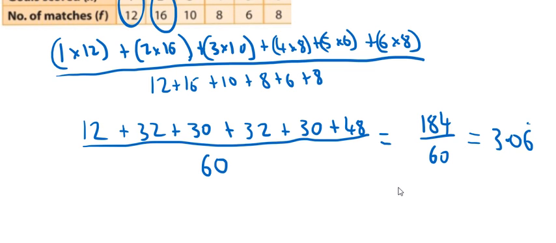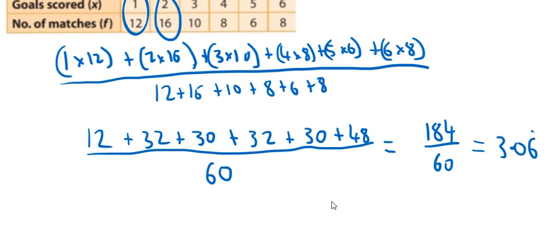So that's the number of goals that were scored on average in a match then, or the mean number of goals per match, 3.06 goals.